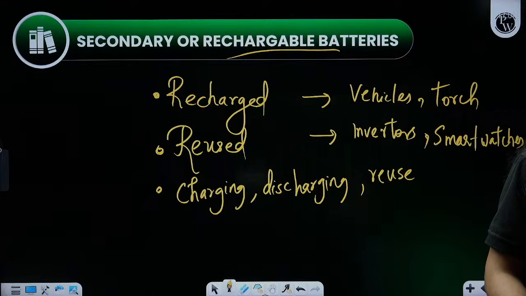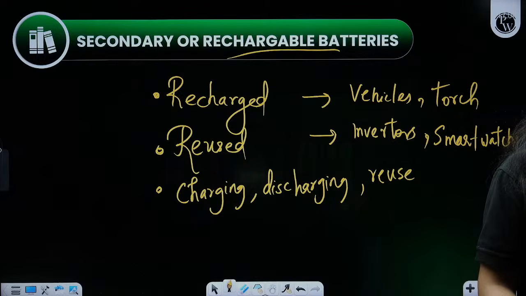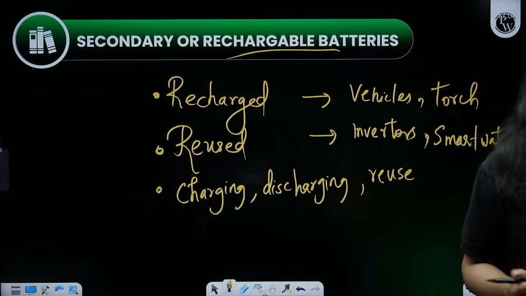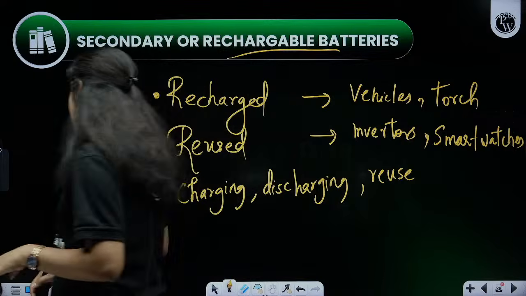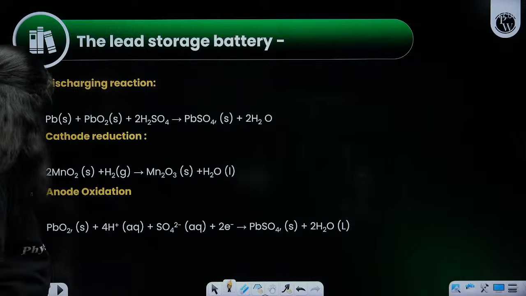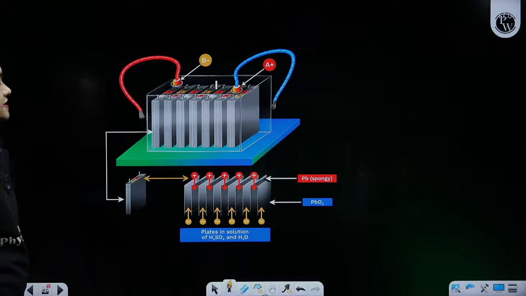What are the main examples for the secondary battery? For the secondary rechargeable battery, there are a lot of examples. We already discussed in the beginning. The first one is the lead storage battery. I will show you the picture. This is the lead storage battery.